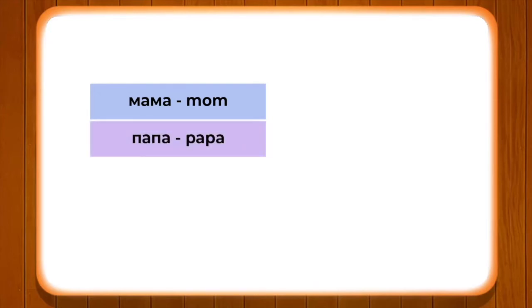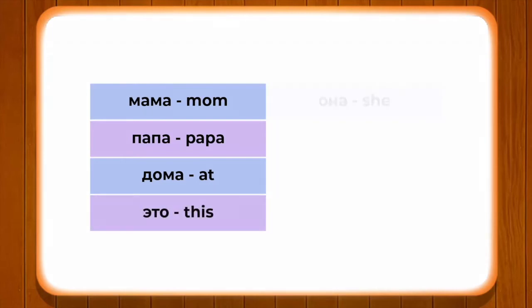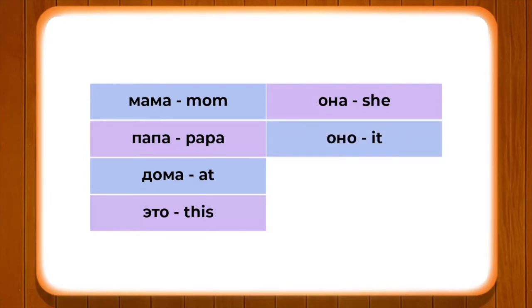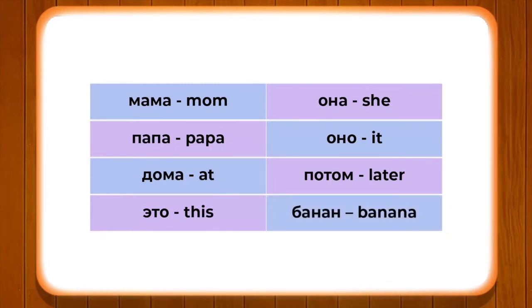In case of papa, it's again papa. In case of doma, again the sound of o is higher than the a. So the sound is doma. And eta, ana, because the stress is on a. Ano, again because the stress is on o. Patom and banan. So please pay attention to such concepts and note them down in your notebooks.